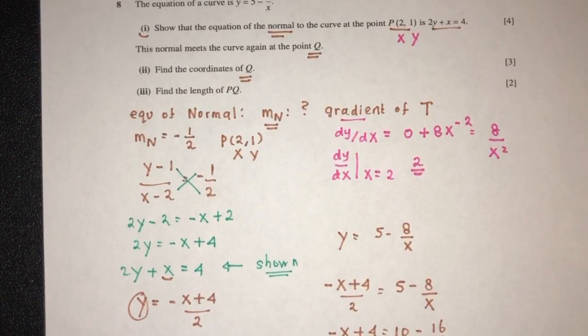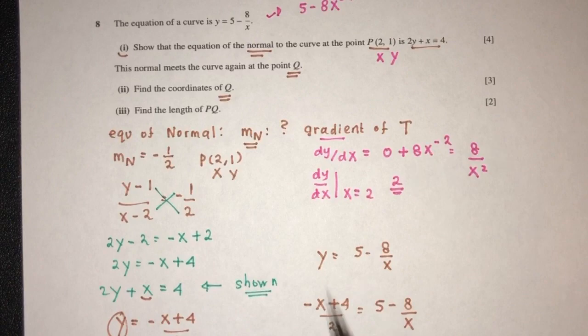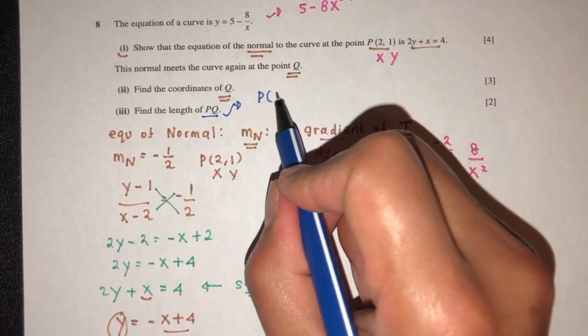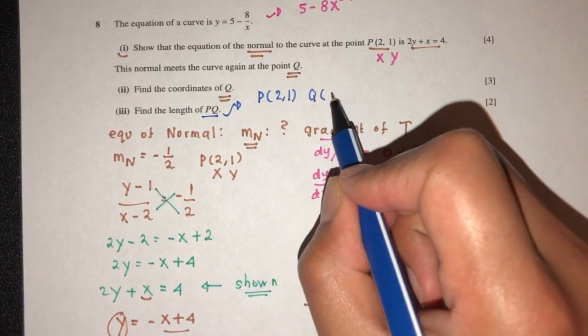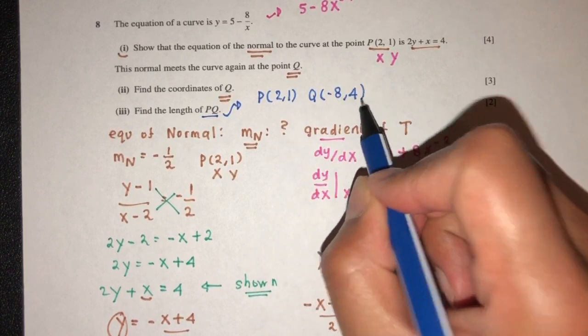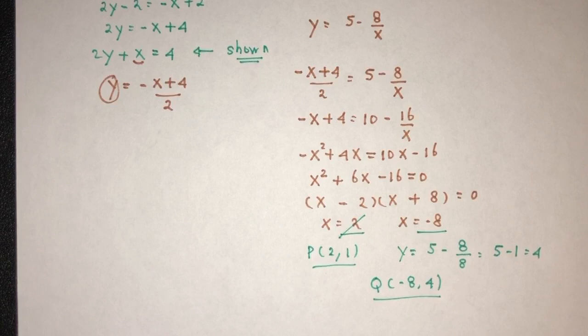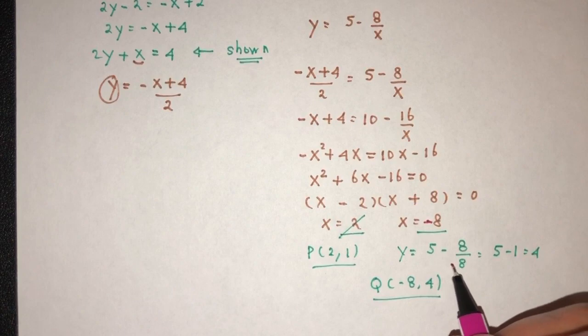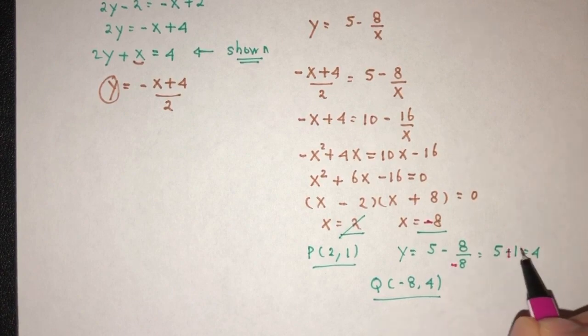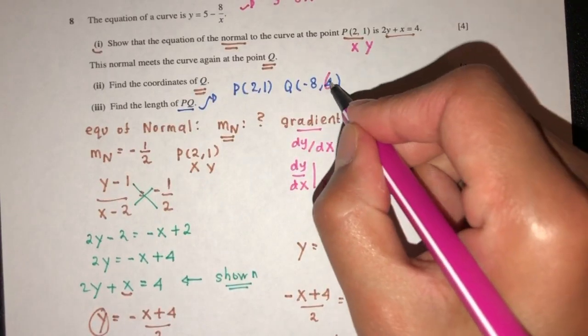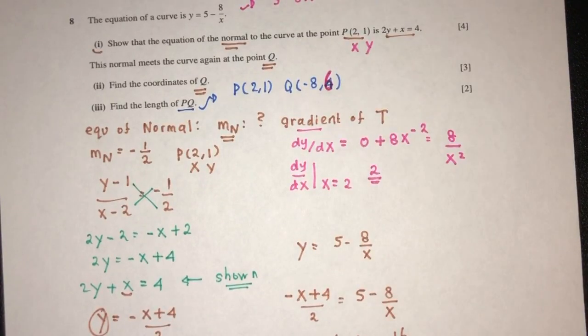Now let's move on to part 3. So find the length of PQ. So PQ, pretty easy. We have P given to you by 2, 1, and Q was found to be minus 8 and 4. So from this, okay, I think I made a mistake here. If the value of x is minus 8, that will be minus 8, and that should be 5 plus this, that should be 6. Right? Okay, here you go. Now we have the two values we need.